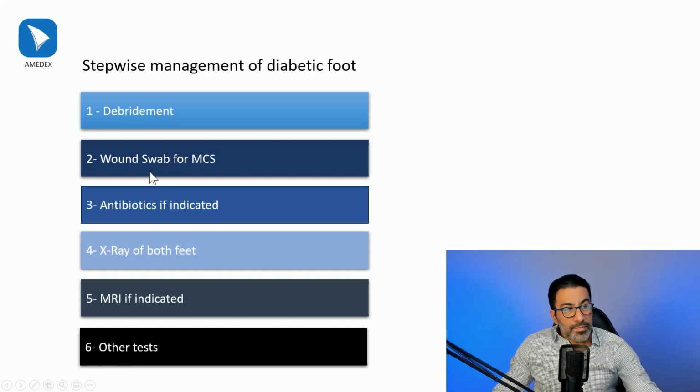Okay, like Mr. John Smith presents to the emergency department. Diabetic foot, same old stuff. Debridement, wound swabs, and antibiotics have been done and started. What's going to be next? X-ray of both feet. Okay, so now you have an order to follow. We have these 6 steps in order of importance for management of diabetic foot. Let's talk about these steps one by one in more detail.